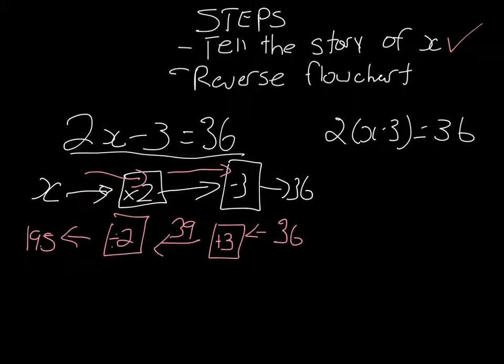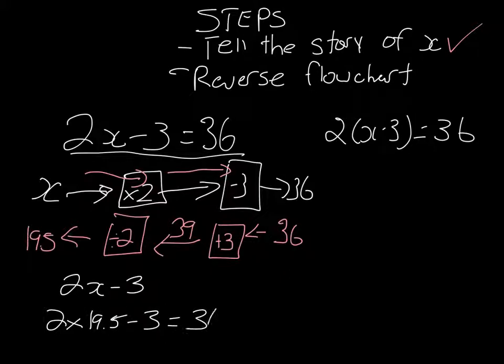We can easily check that. So we substitute it into the equation. So 2x minus 3 becomes 2 times 19.5 minus 3. Now you can put that on your calculator and you'll see that you get the answer 36. Therefore we know we're right. So the answer to this is x equals 19.5. Please write your answer like this.